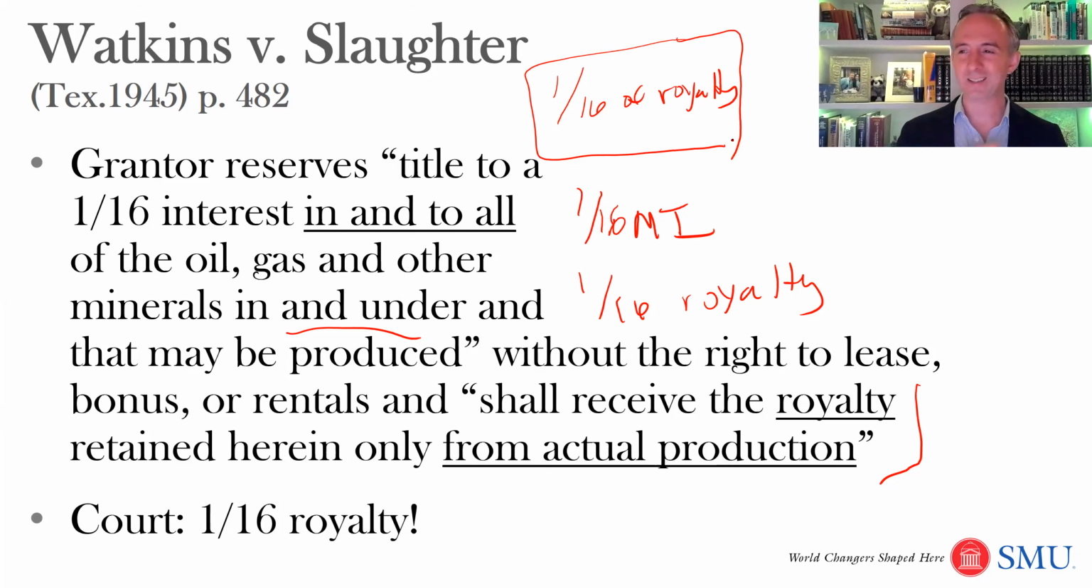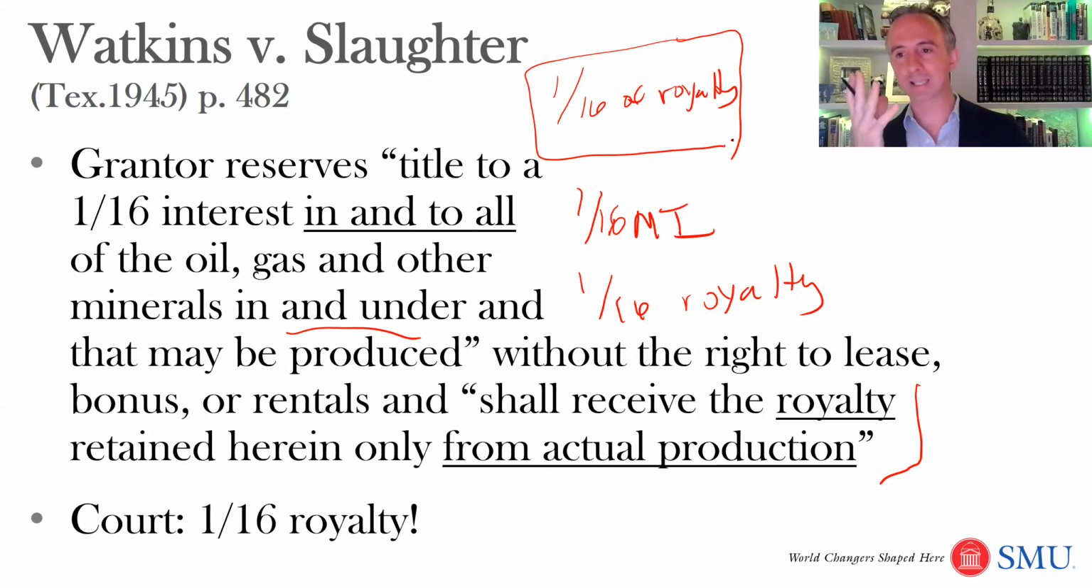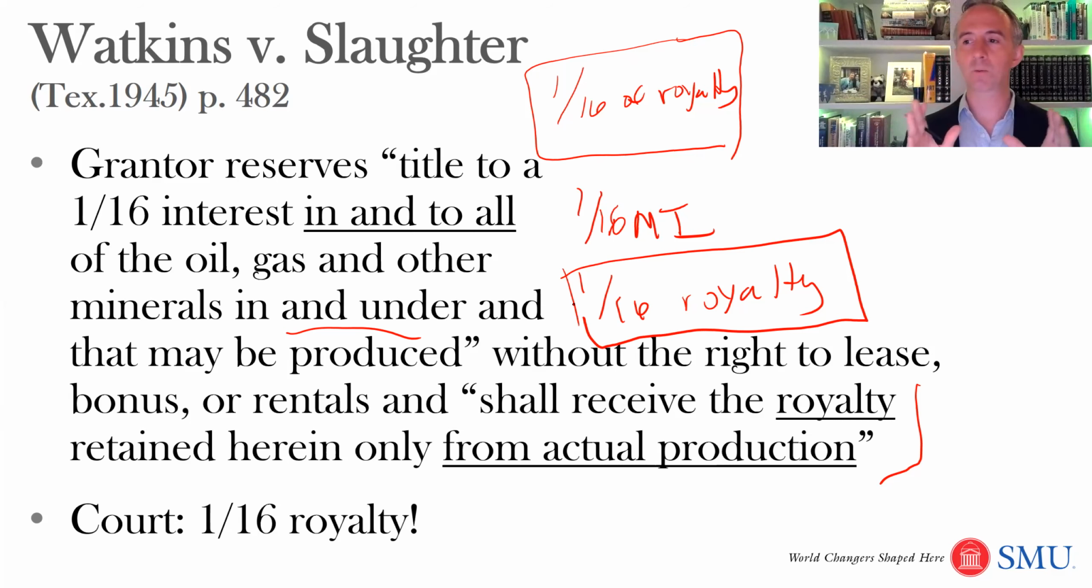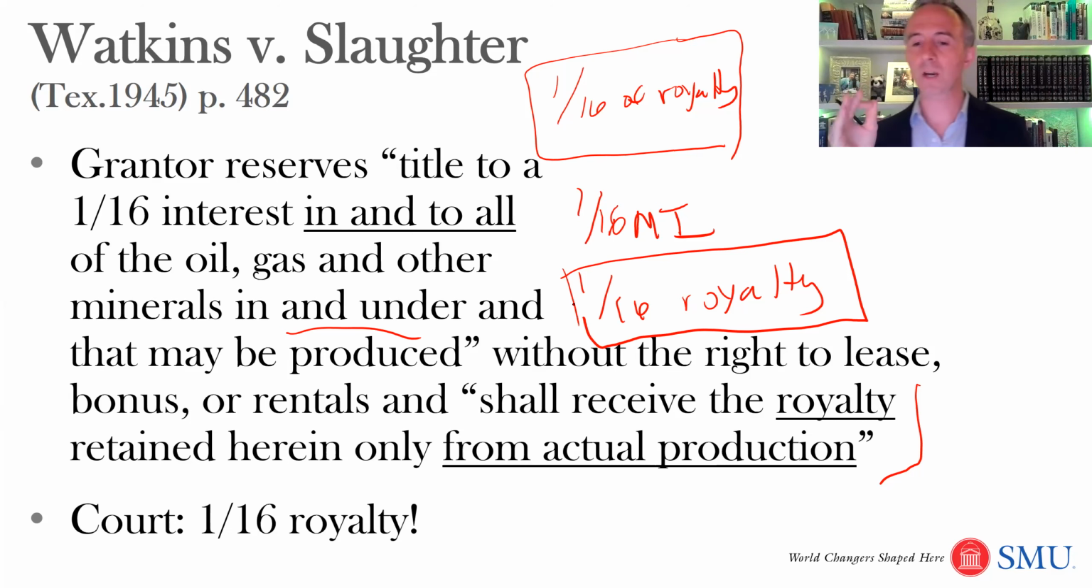1/16th mineral interest is only a little bit better. It gives you the right to lease 1/16th of the property. So maybe that's worth a little bit, some control, although not much because somebody else owns 15/16ths of the property. But it also gives you 1/16th of the bonus, 1/16th of the delay rentals. So it's worth a little bit more. Now, what's the best one here? By far, the best one is 1/16 royalty, because that says you don't just get a 1/16 of the landowner share, you get a 1/16 of everything that's produced. And that's what the court says it gets here.